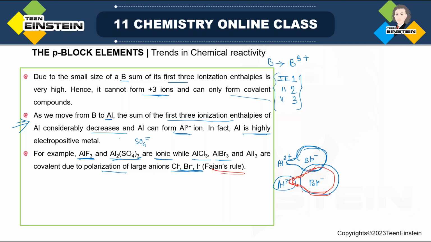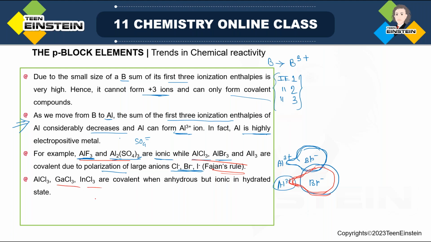So as it is not separate Al3+ or separate Br minus, there is some sharing happening as if, and that is why covalent character is introduced. So these three are covalent in nature, but these two are ionic compounds.